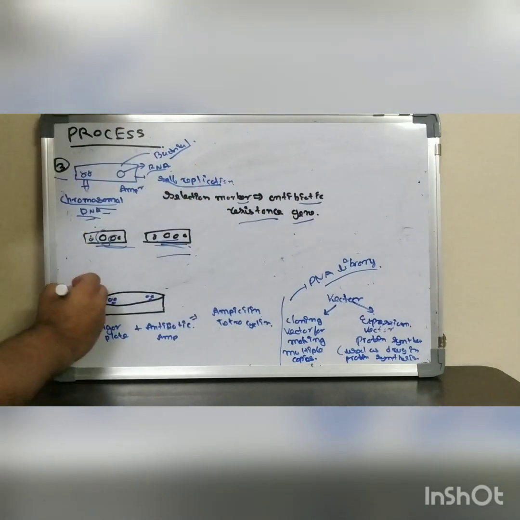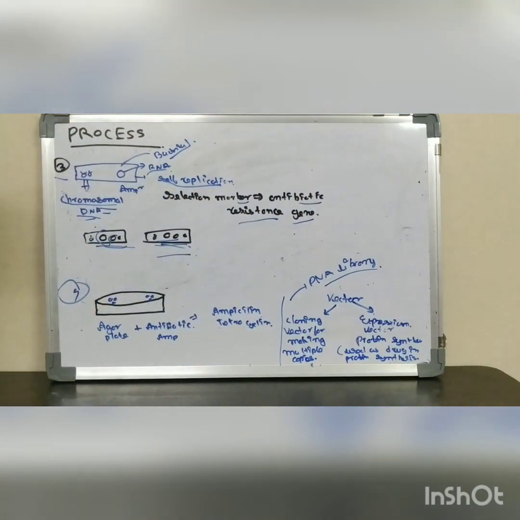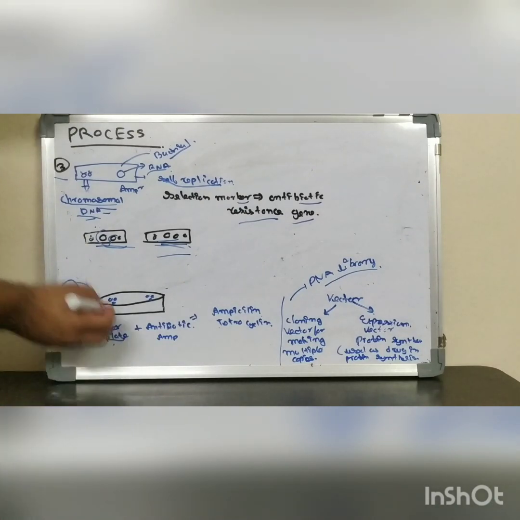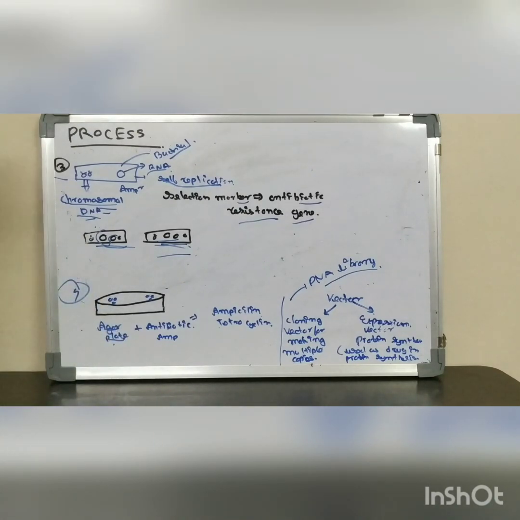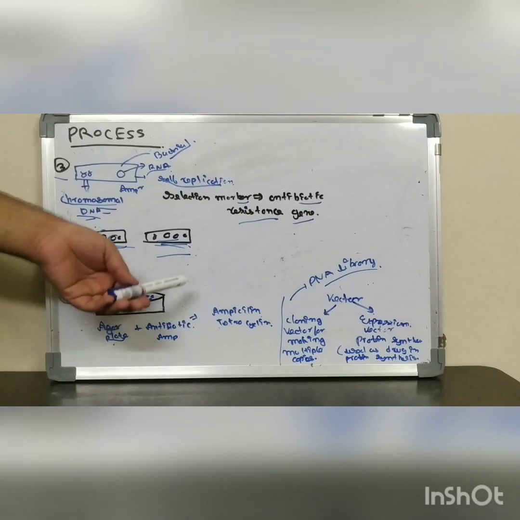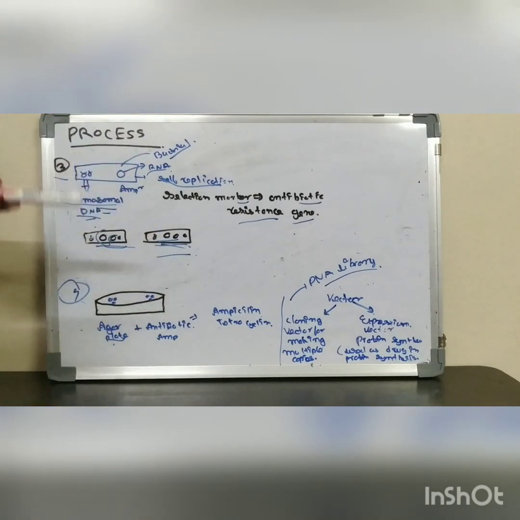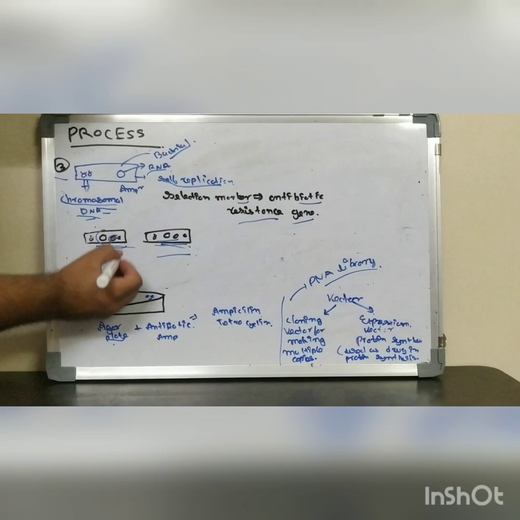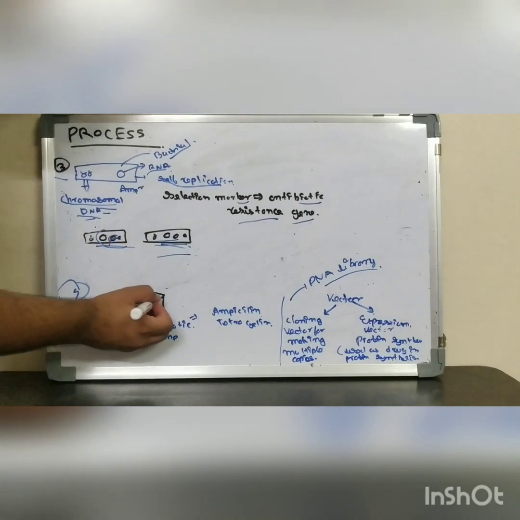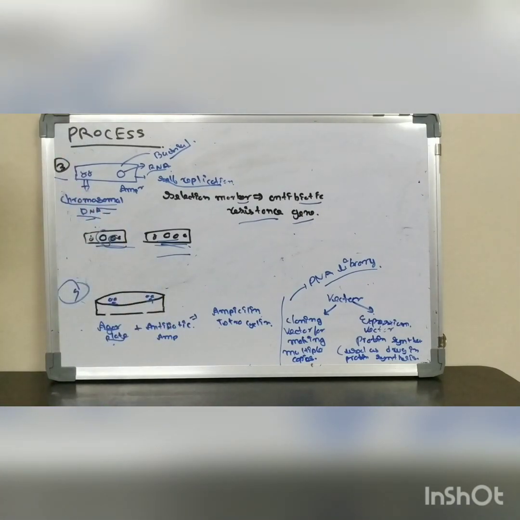Now in step 4, we will be talking about culturing it on a plate. So an agar plate is used for culturing it. Agar plate is basically a nutrient medium which is used for bacterial growth. It also contains antibiotics like ampicillin and tetracycline, so that only these type of molecules like recombinant DNA molecules can grow on it, and no other molecules can grow.